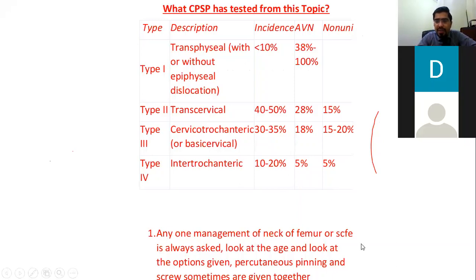So I have written it that any management of neck of femur or SCFE is always asked. Look at the age and look at the options given. Percutaneous pinning and screw sometimes are given together. So you must see if it is SCFE, go for the screw, and if it is neck, then both the options are correct. But when both the options are given, then it means that there is something wrong with the question, or you can say something tricky about the question.